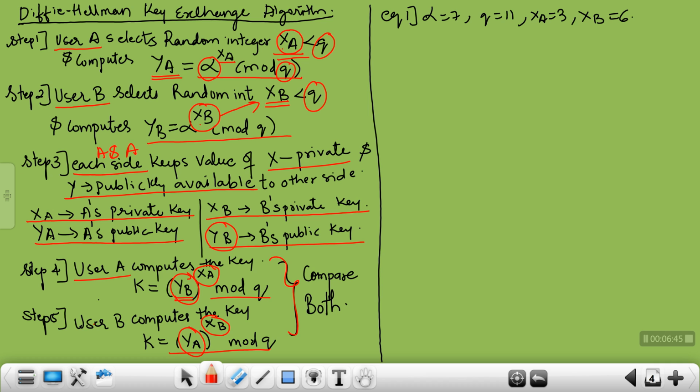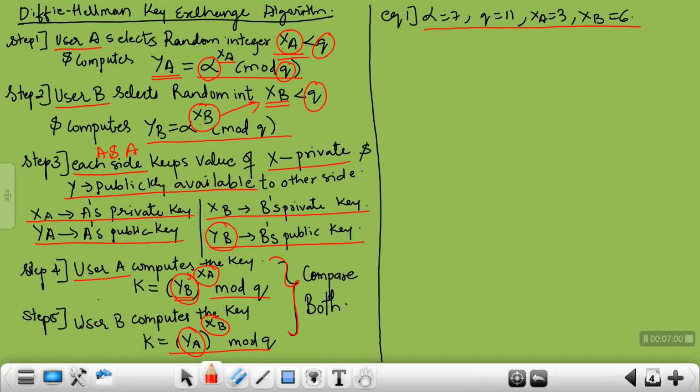We will solve a small problem. Usually all these values will be provided to you. That is, the alpha value is provided, Q is a prime number, XA is the private key of A and XB is the private key of B. Okay, so let us start.